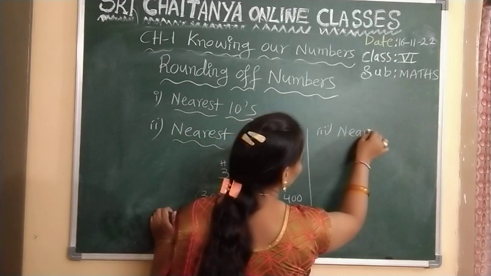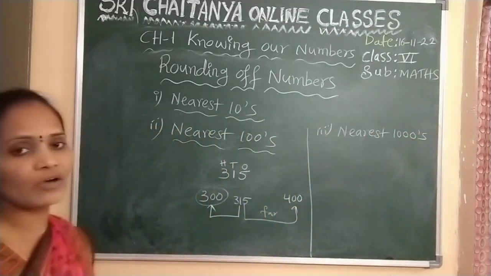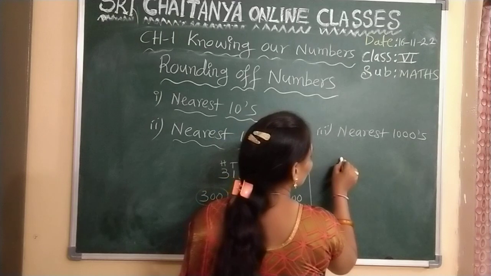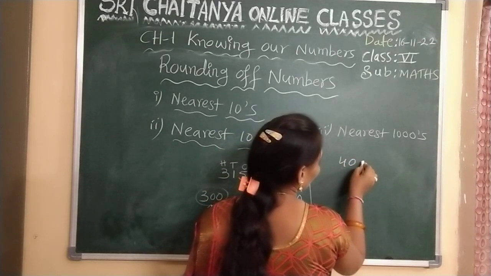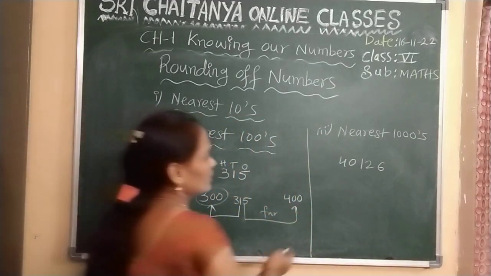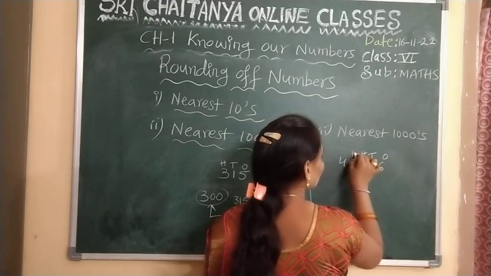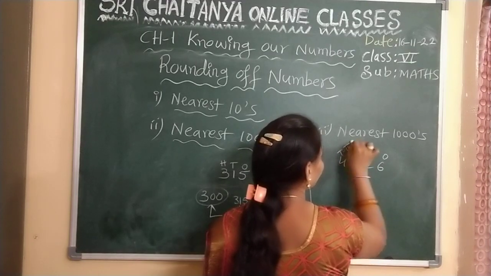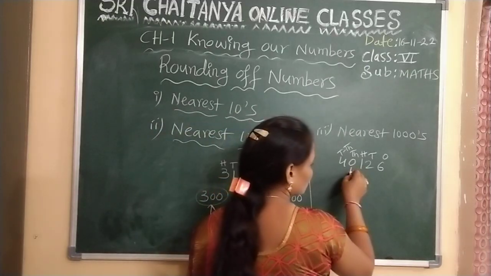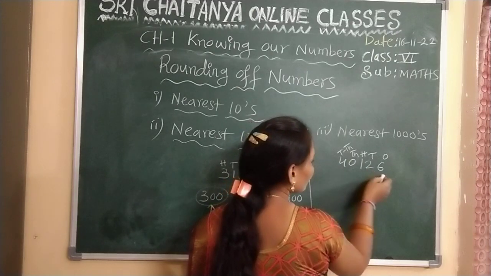Next, the third one is nearest to thousands. How can we round the given number to its nearest thousands? Suppose they give 40,126. Here take the place values first: ones, tens, hundreds, thousands, ten thousands. Here we are talking about the thousands place digit.